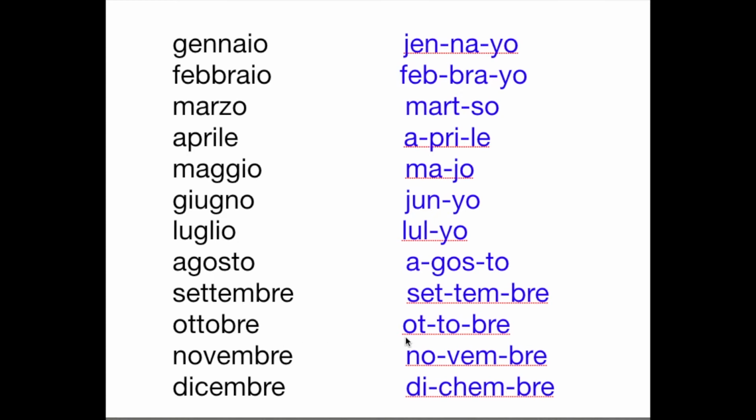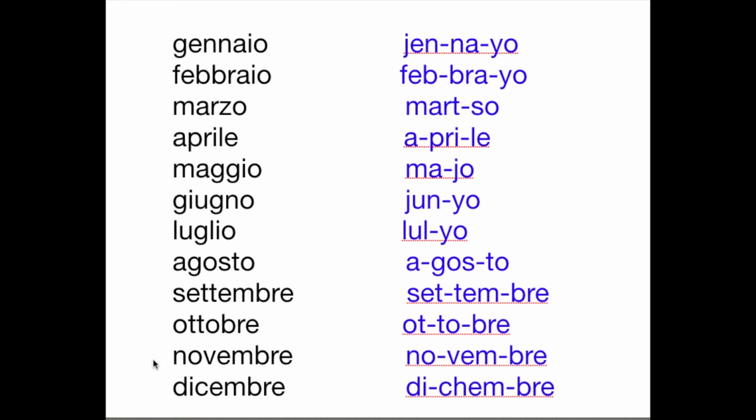Now we have ottobre. This word has 3 syllables. Ottobre. We have a double T again. The letter O is a soft O. And we have a letter R in the last syllable. That should be pronounced hard and rolling. That's ottobre.